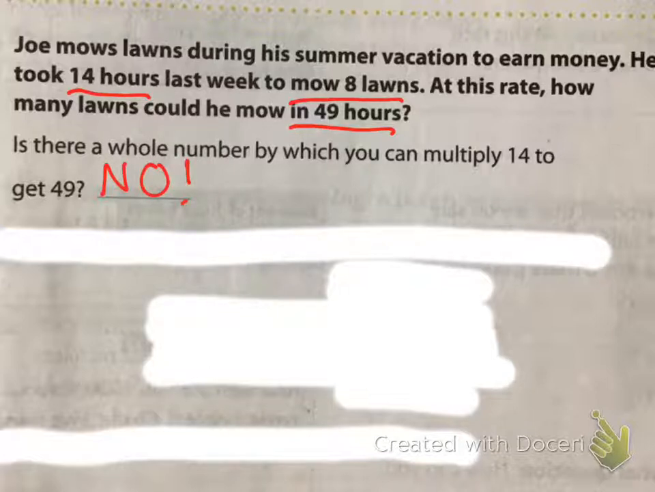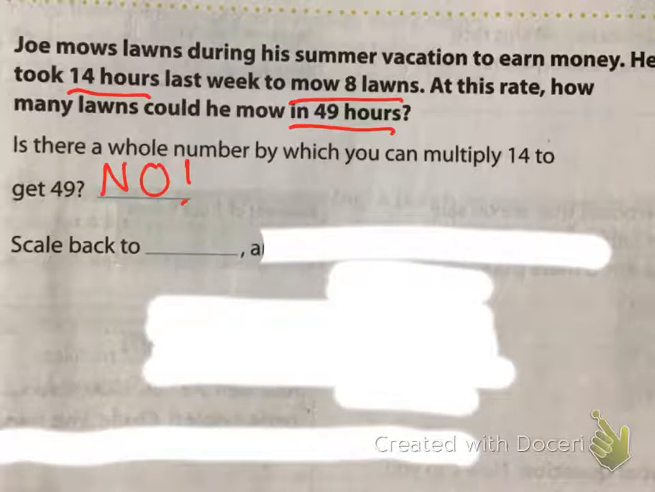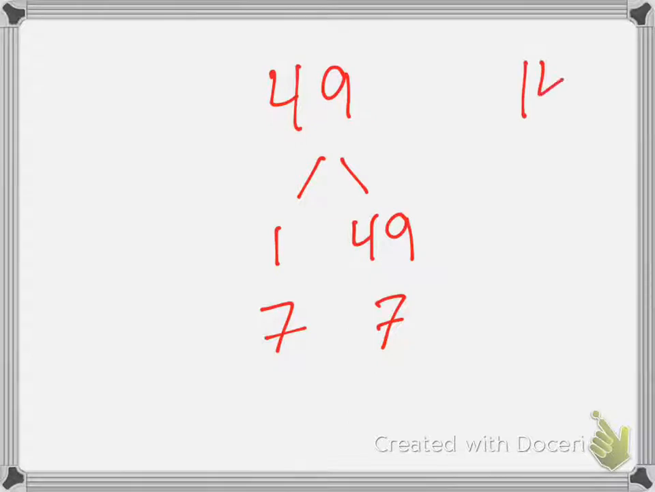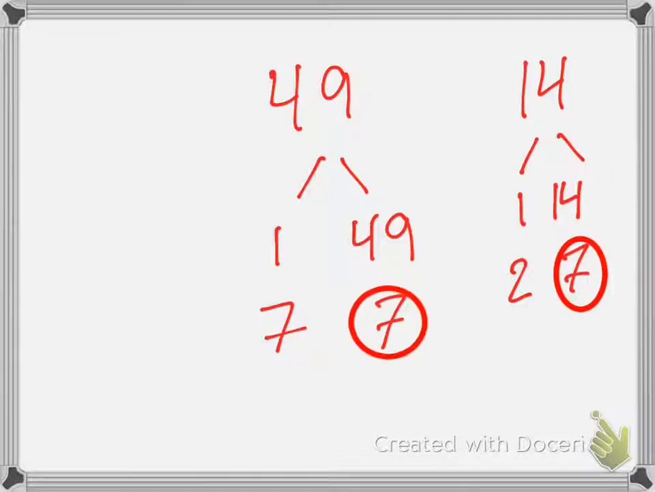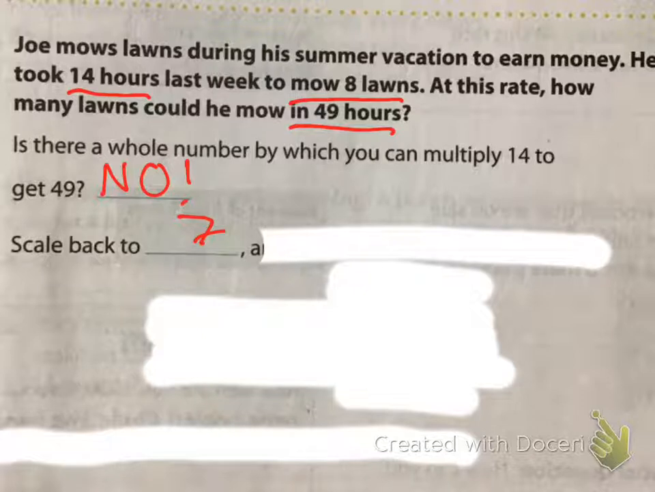But what we can do is do some scaling. What are we going to scale back to? What number is a good number to scale back to? Basically, we're trying to find a number that 14 and 49 have in common. I know you guys are all good at this, Anita. 7. Because look, what are the factors of 14? Our first factor is 1 and 14. And our second factor is, Lucy? Yes, 7 and 2. Hey, they both have 7. So we're going to scale to 7.